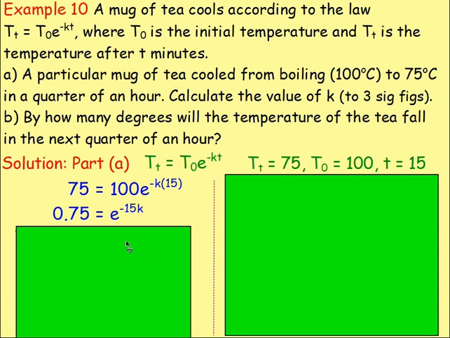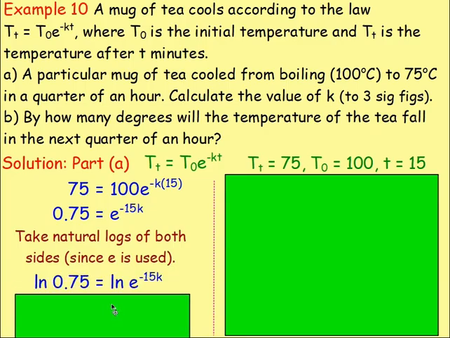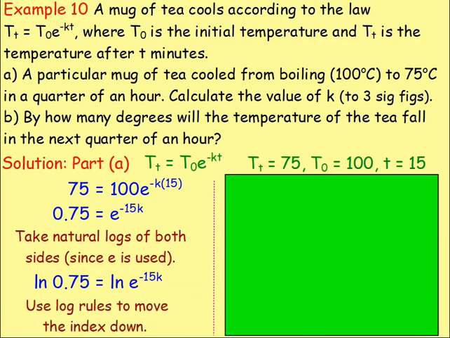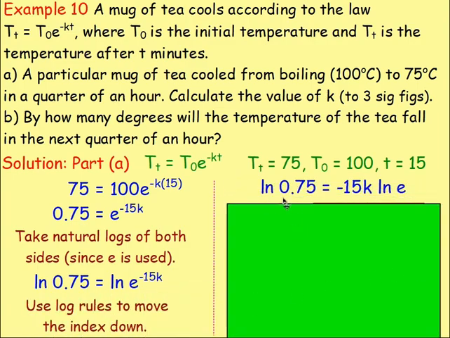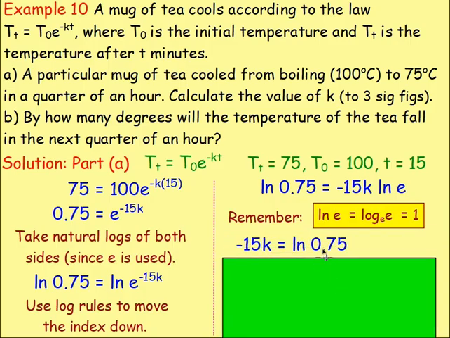From there, we can use our logs to bring the index down, so take the logs of both sides. Remember, e is involved, so use the natural logs. From there, you can bring the index down using your log rules. So we'd get ln 0.75 equals negative 15k ln e. What's ln e equal to? Good, it's equal to 1. So you're left with ln 0.75 equals negative 15k.